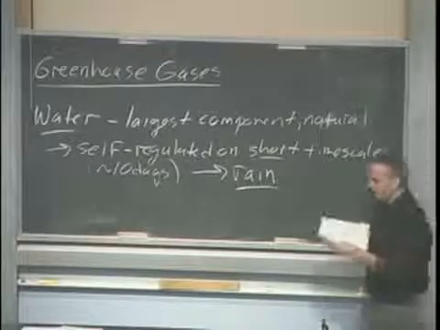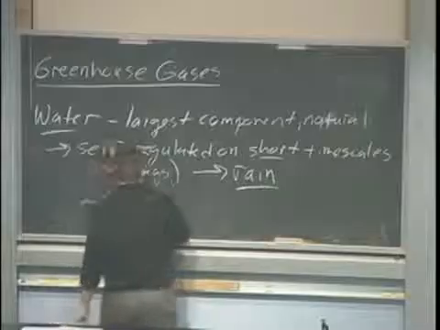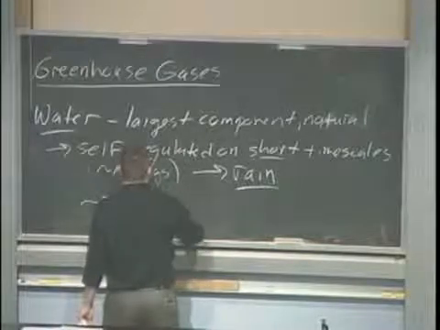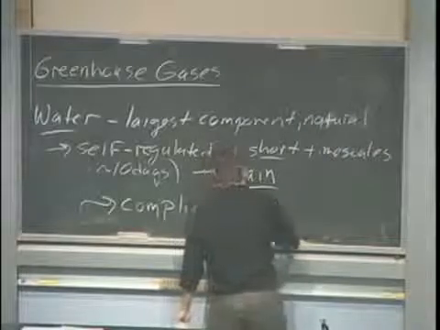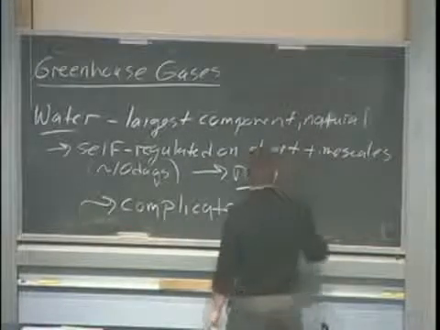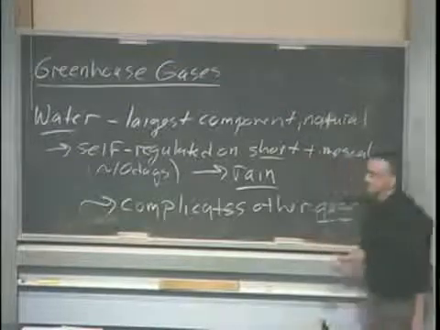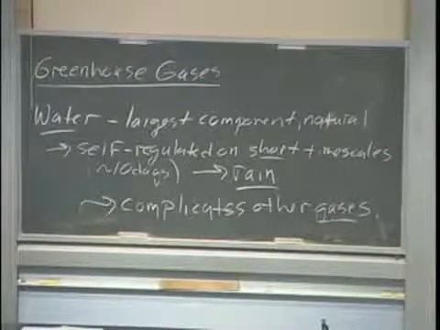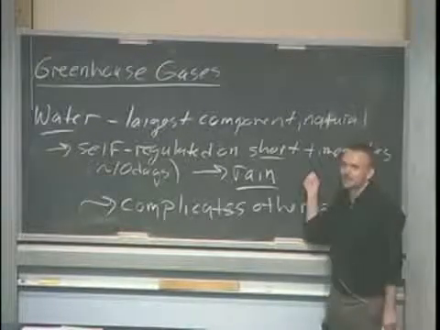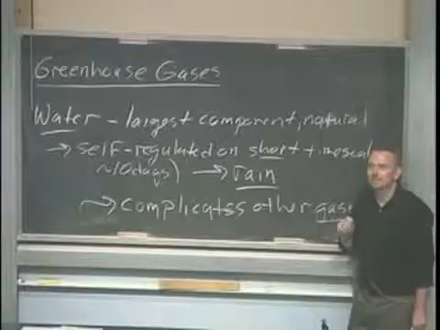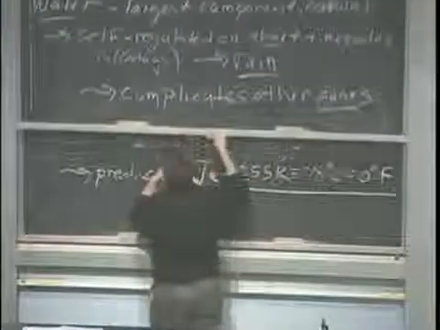But we can't ignore it when we're talking about global warming because it complicates the other gases in ways that we'll come back to in a few minutes. It has several feedback mechanisms, and a lot of the uncertainties about global warming actually come from the uncertainties of how water vapor acts in the atmosphere. So we'll come back to that one in a second.